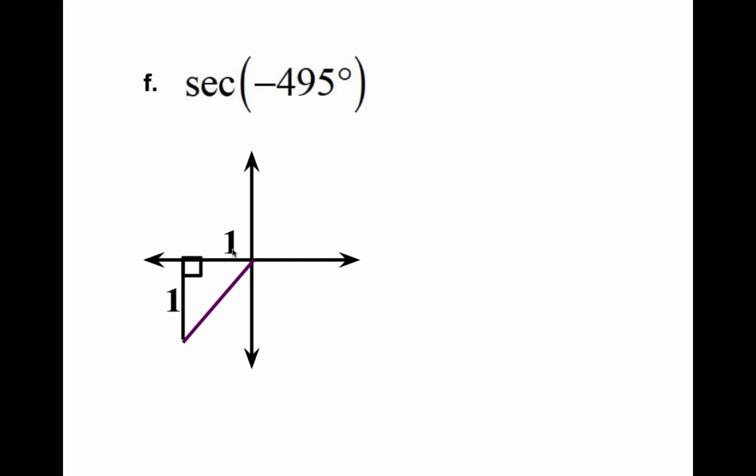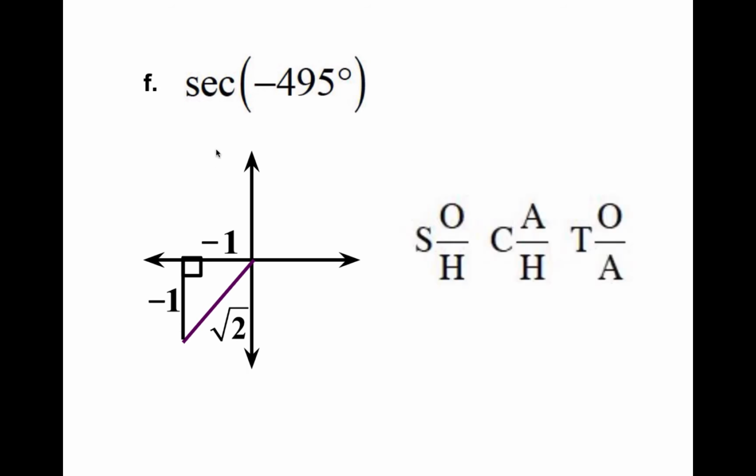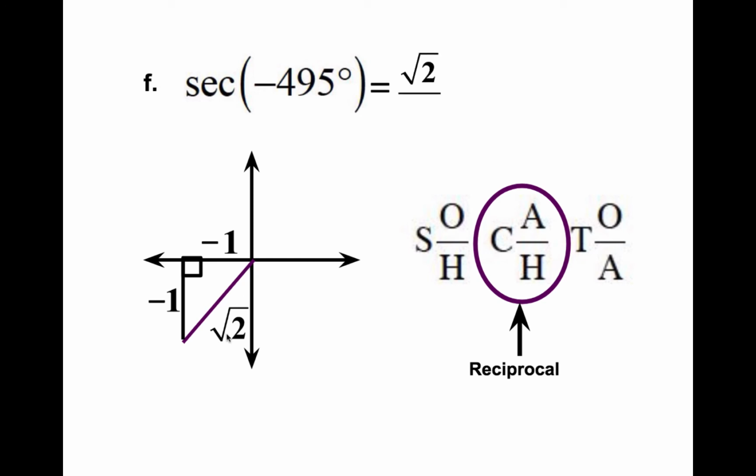So that's going to make the legs 1 and the hypotenuse root 2. Left is negative, down is negative. We're finding secant. Secant is the reciprocal of cosine. So it's H over A. So the hypotenuse is the square root of 2, and the adjacent is -1. If you divide root 2 by -1, you get negative root 2.